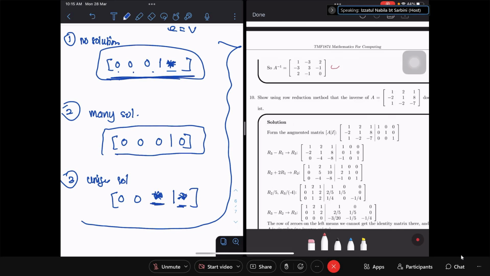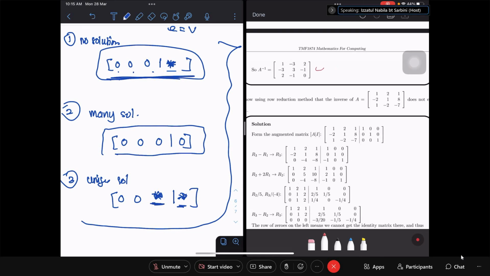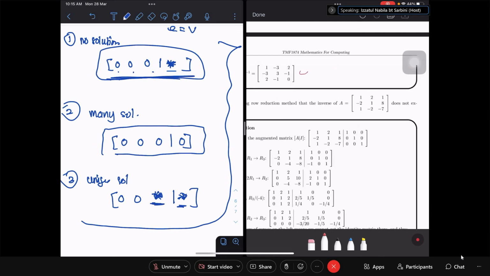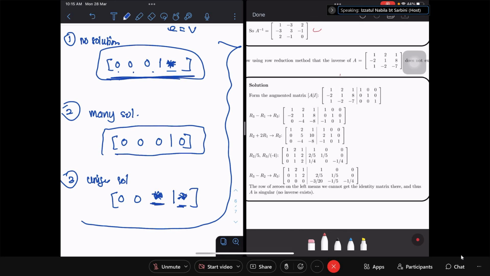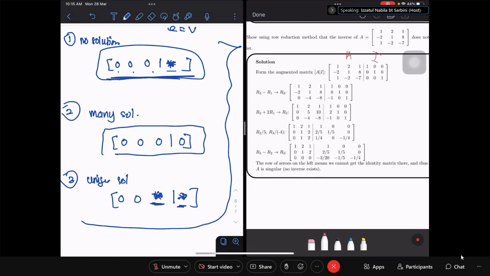Okay, now question 2, also kita buat reduction for inverse A. So similar concept, A and I. Okay, and then reduce it so that you have the identity on your left side and your inverse on your right side.